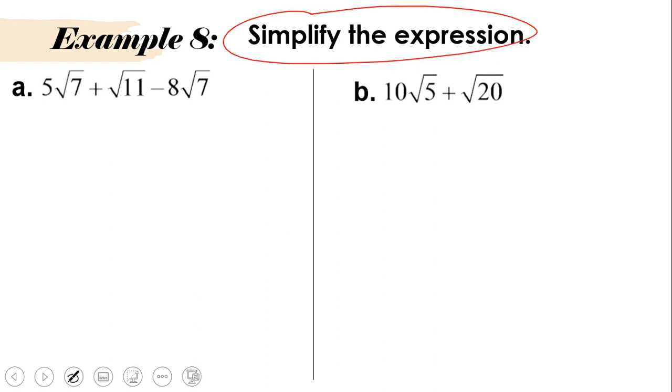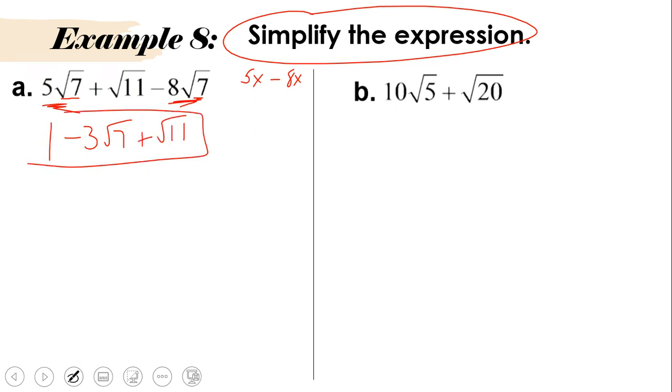So now what we have to do is we're just combining, almost like you're combining like terms. So if we notice, these are both like, think of it as 5x minus 8x. So think of the roots as almost like the x's. So you have a 5 root 7 minus an 8 root 7, which is going to get you a negative 3 root 7, plus the square root of 11, and that's just your final answer.